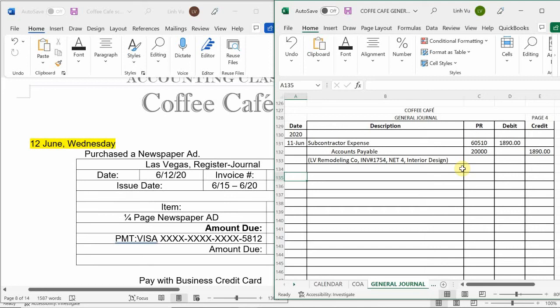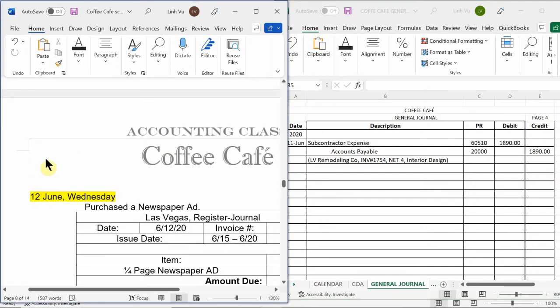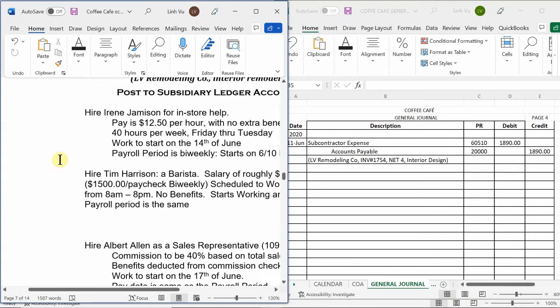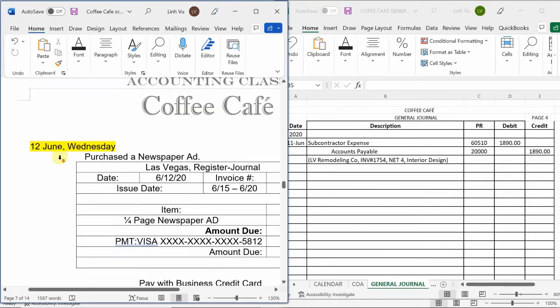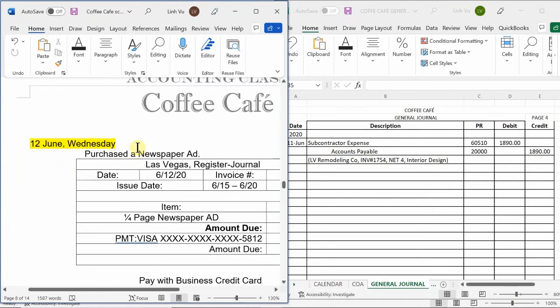All right, so now that we finished hiring all of our employees and then hiring a 1099 worker, let's see what happened next. Okay, so it is now Wednesday, June 12th. We finished hiring everybody on the 11th. It is June 12th, and we decided to purchase a newspaper ad.